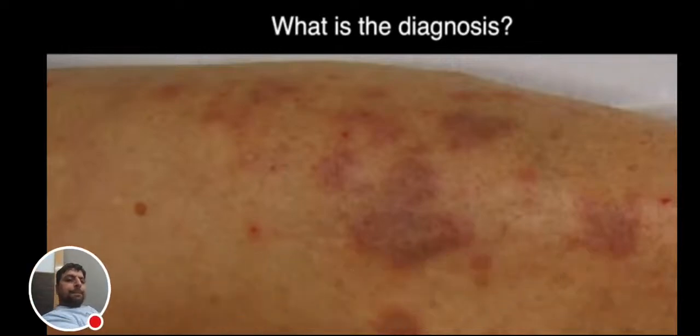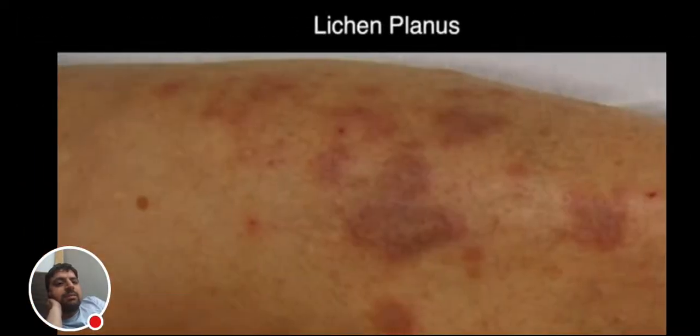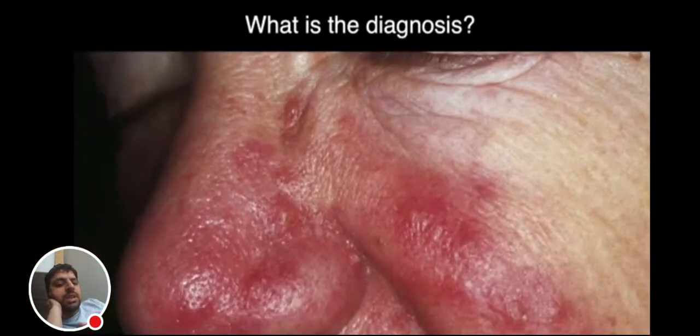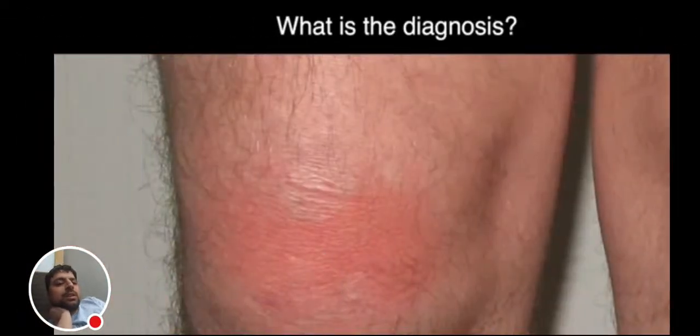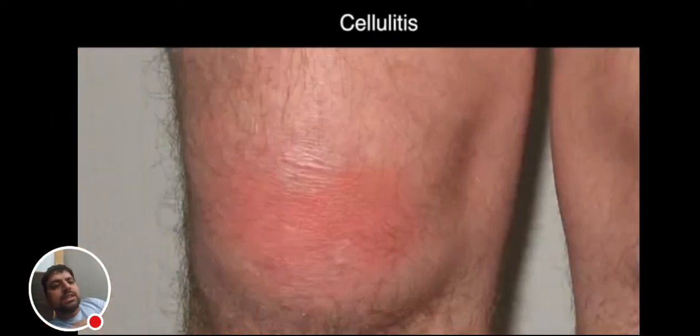See, what is the diagnosis here? This is a case of lichen planus. This is a case of lichen planus. Now, see, what is the diagnosis here? Pityriasis rosea. Now, what is the diagnosis here? 10 seconds in your hands, try to answer. This is a case of cellulitis.